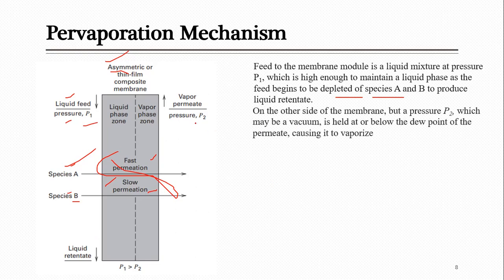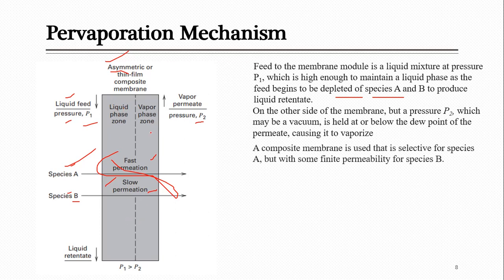On the other side of the membrane, you have pressure P2, which is most of the time vacuum. You apply the vacuum here, and I already told you that the purpose of the vacuum is to reduce the ambient pressure, and when you are reducing ambient pressure, you are converting the phase from liquid to vapor. Here is the membrane module. In this he has just separated it into two parts. So let's talk about this somehow 1 or 2 minutes later.